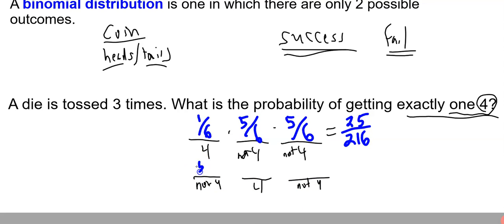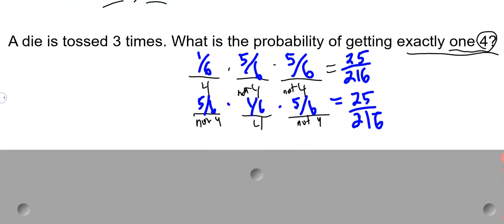So this would be 5/6 times 1/6 times 5/6. You multiply those out and you get 25 over 216. Well, we still haven't answered the question. We've figured out that on the first roll, getting a 4 has that probability. In the second roll, getting a 4 has that probability. But what about the third case?